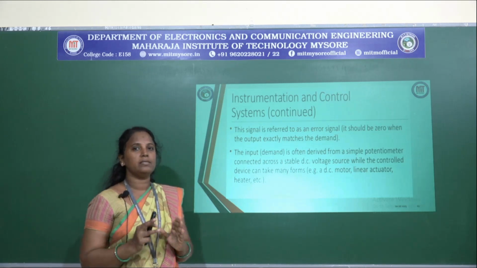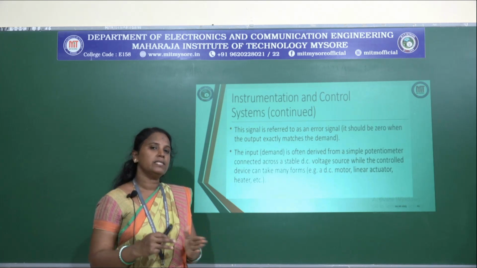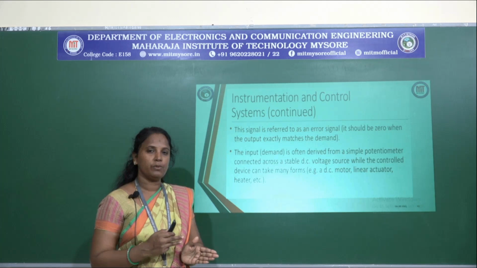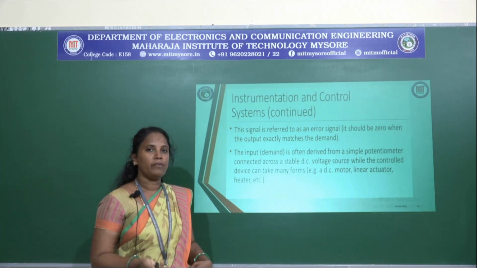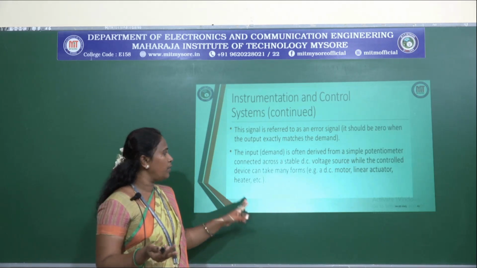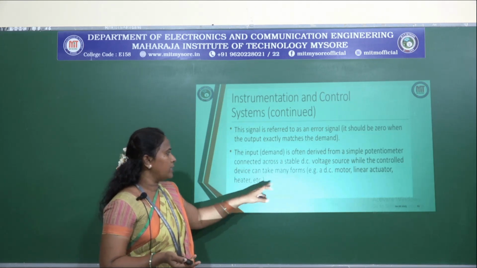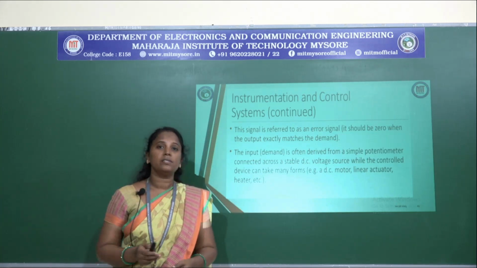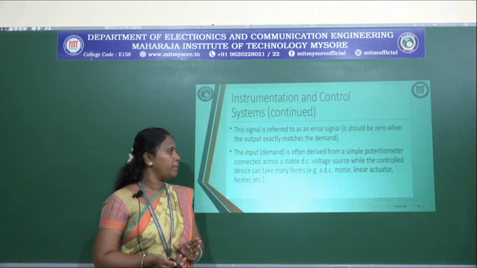Once the error is nullified, you can further process your signal, where it is given to a power amplifier. If your signal has been reduced, it can be amplified with the help of a power amplifier, and then it is given to the next block, where we have what we call a DC motor or an actuator or a heater. This is the control device which is connected from the power amplifier.